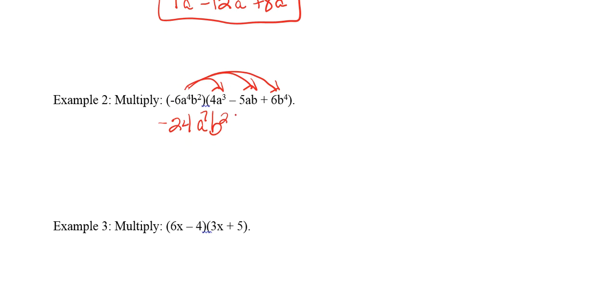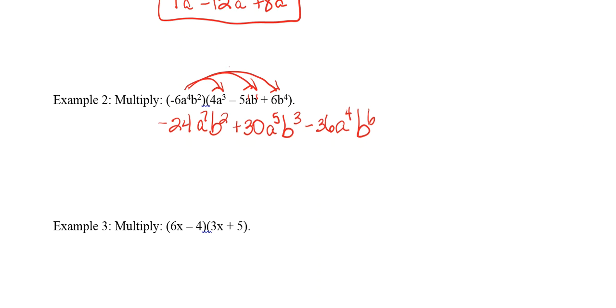Negative 6 times the negative 5 is a positive 30. A to the fourth, a to the first. 4 plus 1 is a to the fifth. B to the second, b to the first. 2 plus 1 gives us 3. Negative 6 times 6, negative 36. A to the fourth. There are no a's in this one, so it just stays a to the fourth. B to the second, b to the fourth. 2 plus 4 gives me 6.